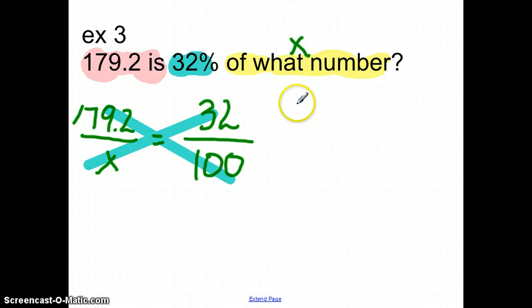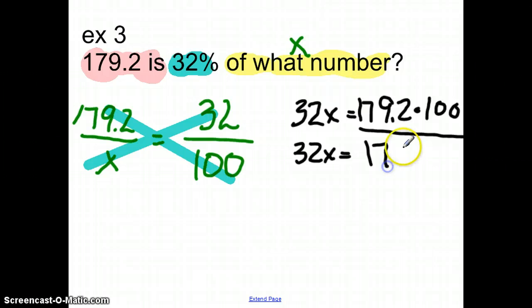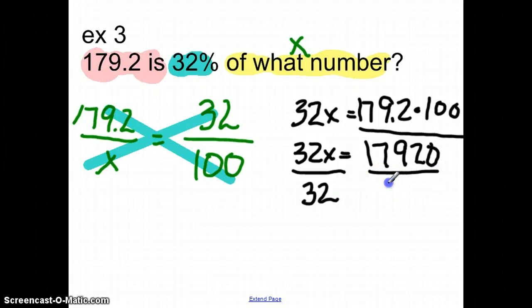So 32 times X is 32X. The other direction, it's 179.2 times 100. I could put that in my calculator. Which is 17,920. To get X by itself, I'm going to divide both sides by 32. So I get X equals 560.